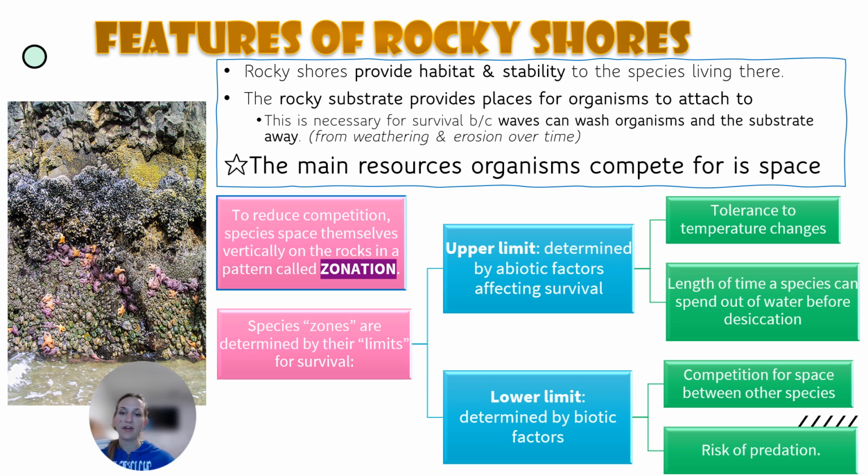So here in the pink box, okay, starting right here. To reduce competition, species are going to space themselves vertically, right up and down on the rocks, and this is called zonation. So it's kind of how organisms are going to space themselves out.